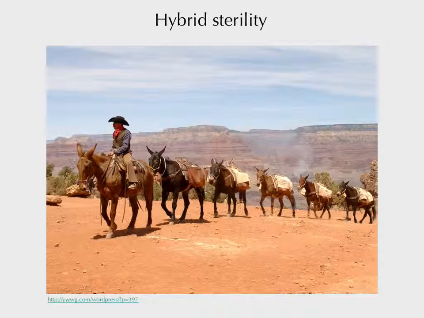Okay, hybrid sterility. So here are mules. Right? Mules are awesome. They're smart. You know, they don't fall into the Grand Canyon. You have them walking up and down all the time, right? But they're sterile. And they're formed from a male donkey, right, which has 62 chromosomes, and a female horse with 64.